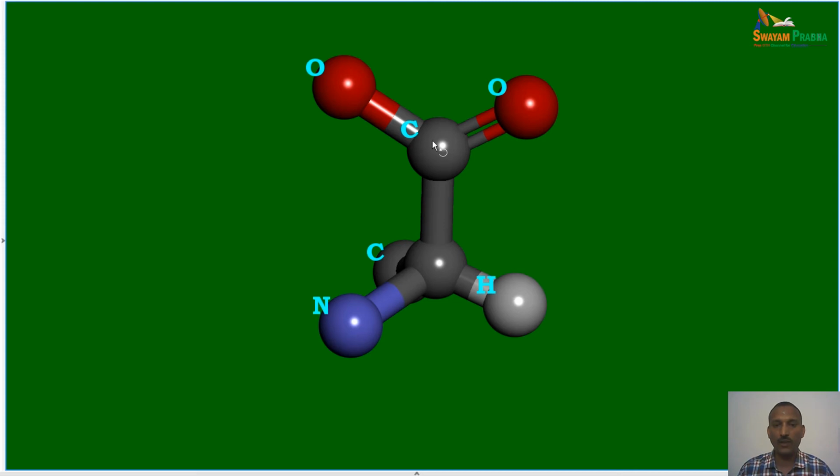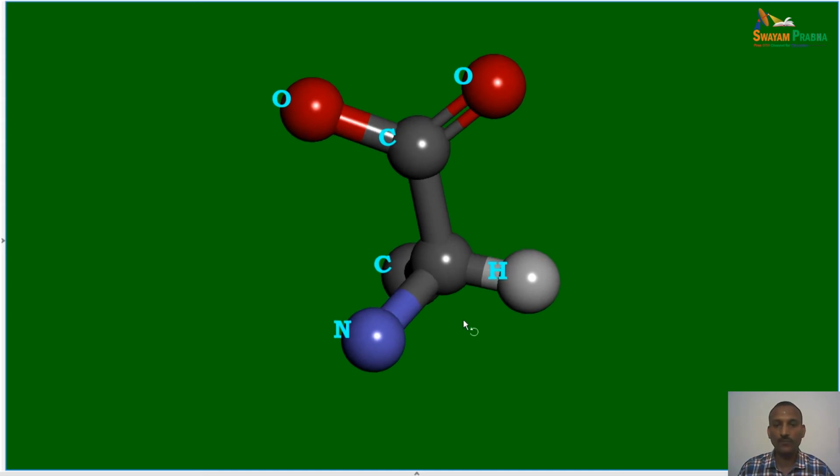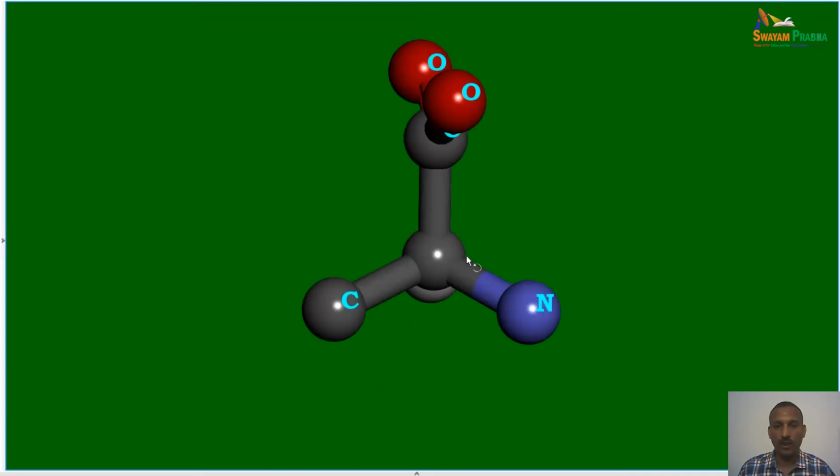So in this particular case, as we have to give the RS configuration for this one, since the hydrogen is in the front, we have to rotate it in such a way that the hydrogen goes to the back. So when we rotate the molecule, now hydrogen went back and the nitrogen is on the right hand side, the carboxylic acid is on the top and the methyl group is on the left.